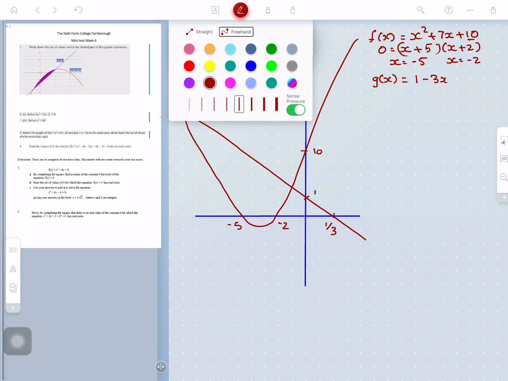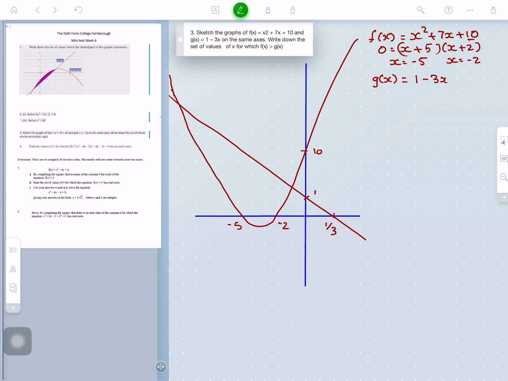Actually, let's take a different color pen for the line. Make it green. Okay. Now, for the next part, we want to write down the values of x for which f of x is greater than g of x.